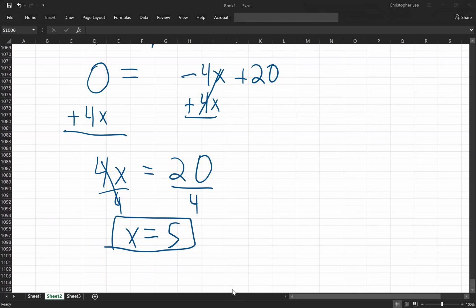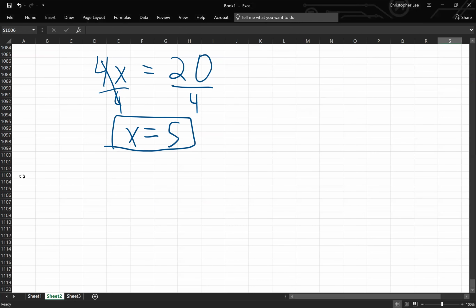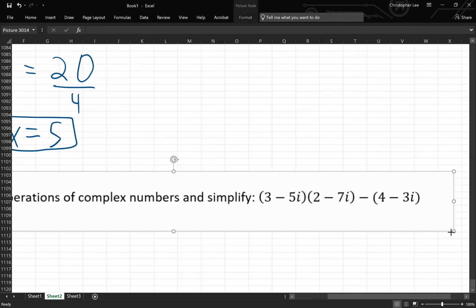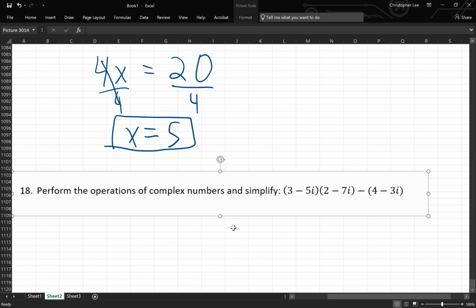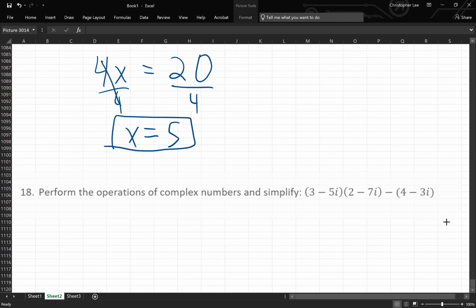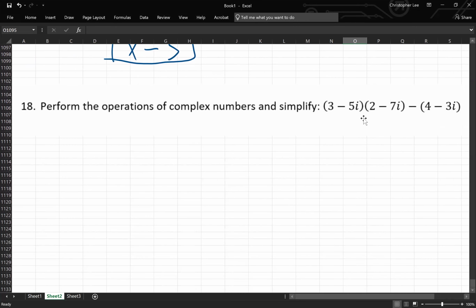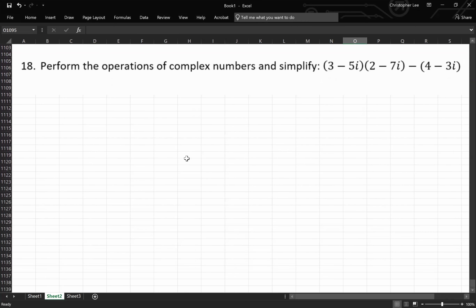Let's see what's next. Oh, I hate this question. This question has like multiple distributions in it. So it's kind of complex, you know? And it is complex too, but that's just a coincidence. So we want to perform the operations of complex numbers and simplify, right? So let's take a look.